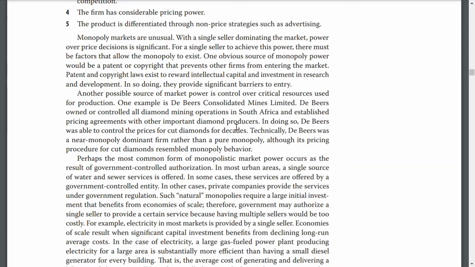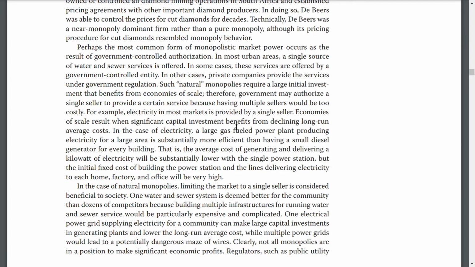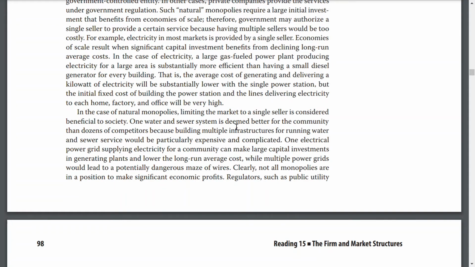Perhaps the most common source of monopolistic market power occurs as a result of government-controlled authorization. In most urban areas, a single source of water or sewer service is offered. In this case, these services are offered by a government-controlled entity. In other cases, private companies provide the services under government regulation, such as natural monopolies. Such natural monopolies require a large initial investment that benefits from economies of scale. Therefore, governments may authorize a single seller to provide a certain service because having multiple sellers would be too costly. For example, electricity in most markets is provided by a single seller.